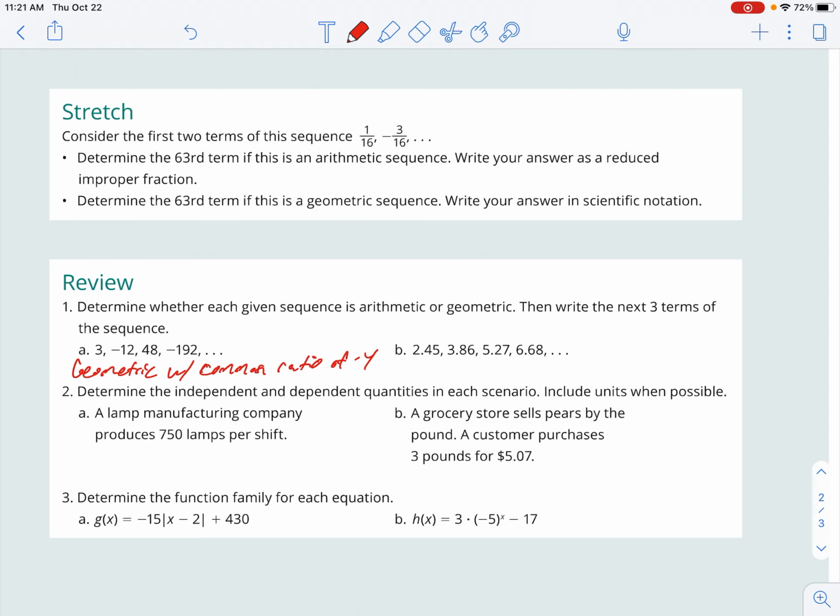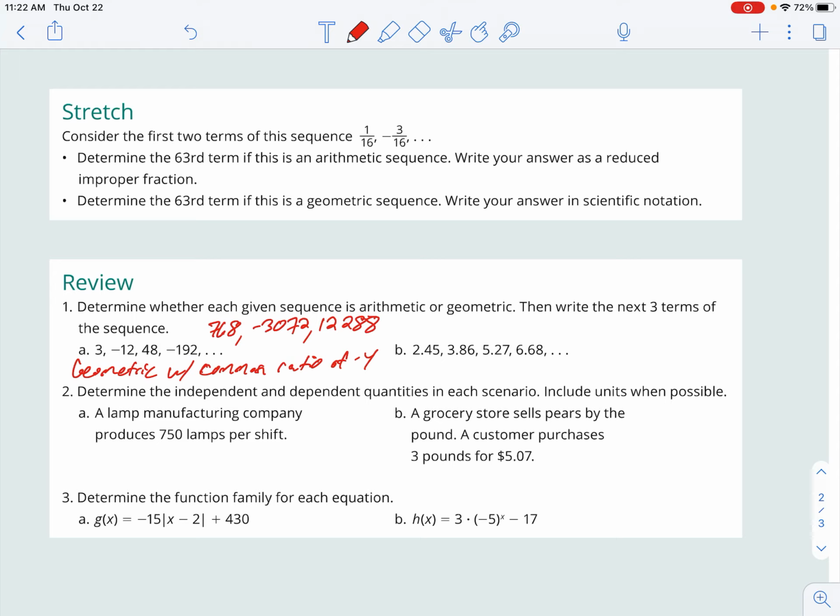So -192 times -4 gives me a positive 768. Times -4 is a -3072. Times a -4 is then going to be a positive 12,288. That's the recursive formula. Recursive formula is kind of my quick go-to one if I just need to know the next few terms in the sequence.